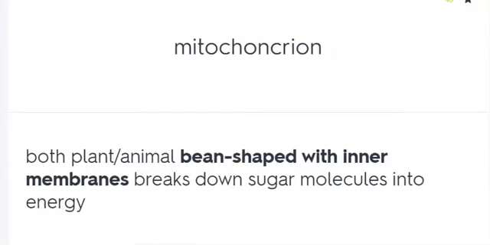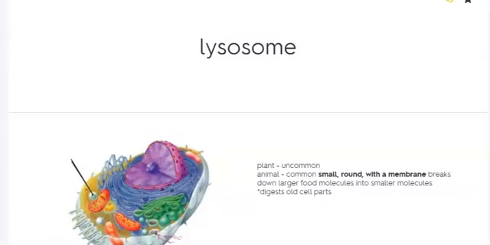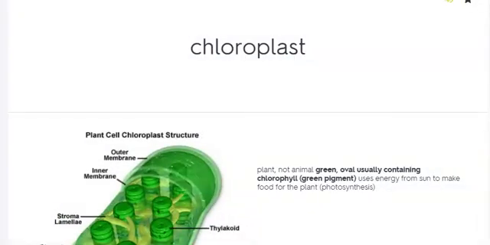Mitochondrion, both plant and animal, bean-shaped with inner membranes, breaks down sugar molecules into energy. Vacuole. Plant: few, large; animal: small. Fluid-filled sacs store food, water, waste. Lysosome. Plant: uncommon; animal: common. Small, round, with a membrane, breaks down larger food molecules into smaller molecules, digests old cell parts. Chloroplast. Plant, not animal. Green, oval, usually containing chlorophyll, uses energy from sun to make food for the plant.